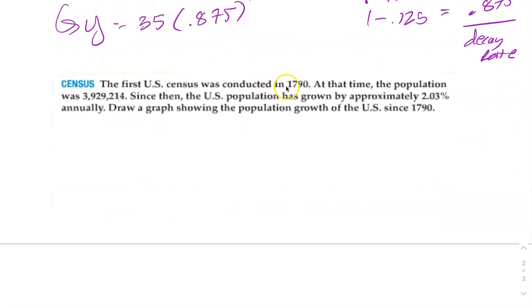The first U.S. census was conducted in 1790. At that time, the population was 3,900,000. Since then, the population has grown by approximately 2.03% annually. Draw a graph showing the population growth.